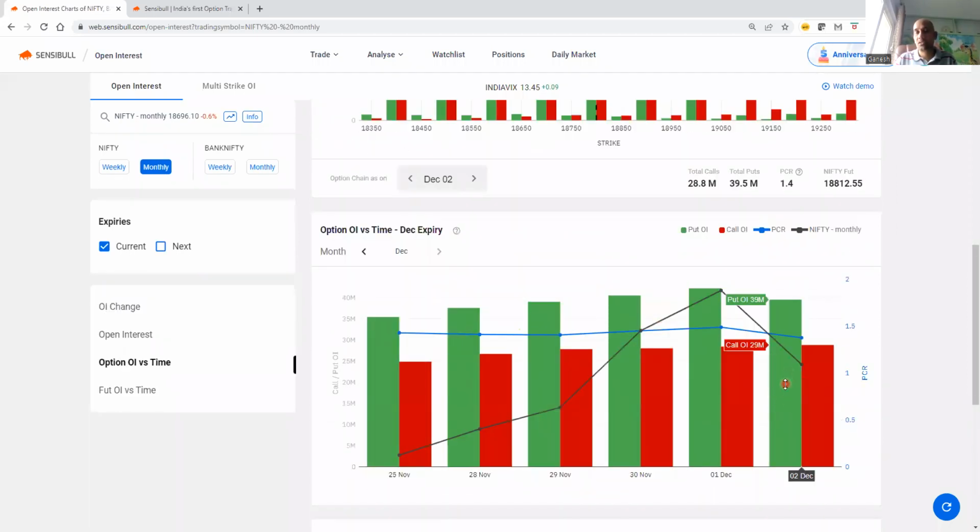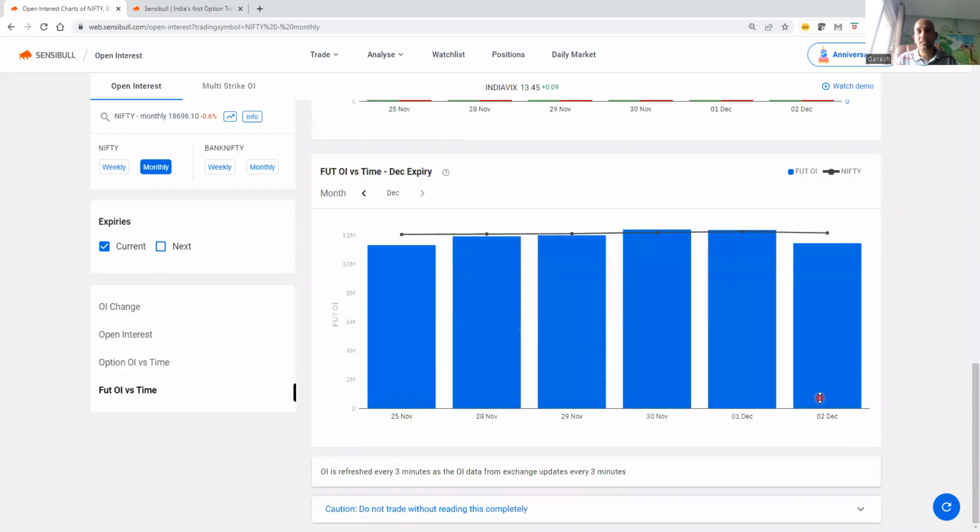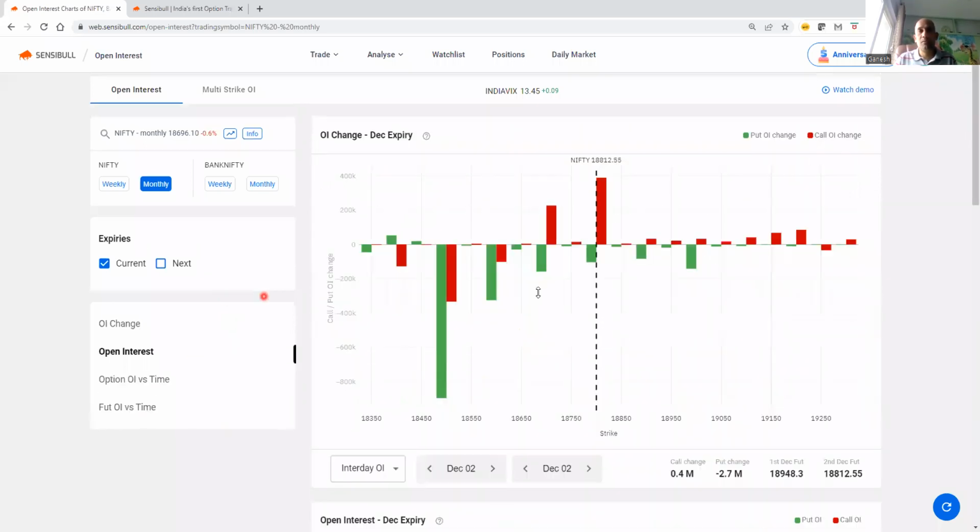So more puts are bought, which is why it's showing green. More puts are bought means people are thinking the market will fall and puts will gain more value, so they are buying more puts. Like this we can see the future one, and I will take you through FIIs. We can see this page for open interest.